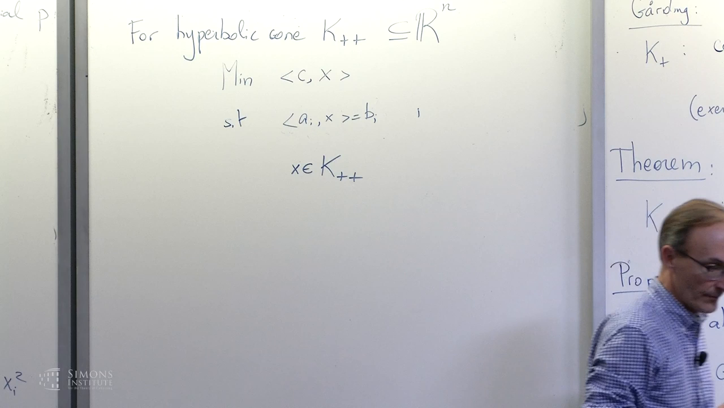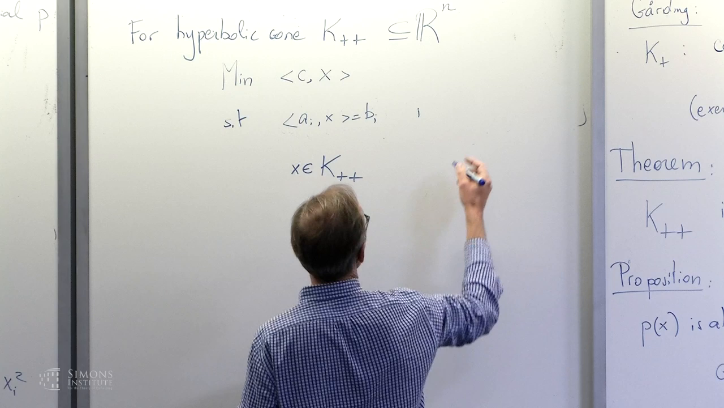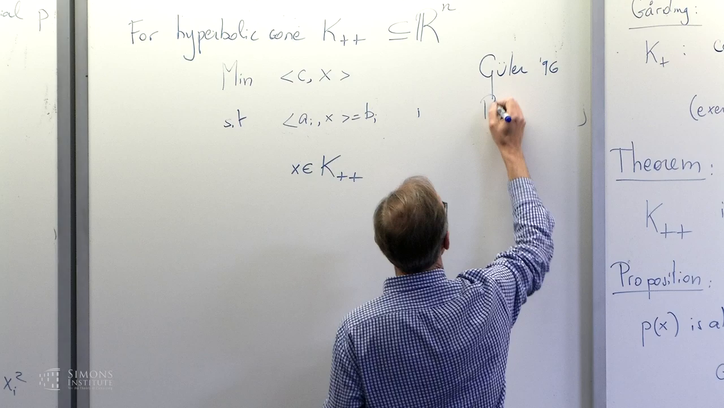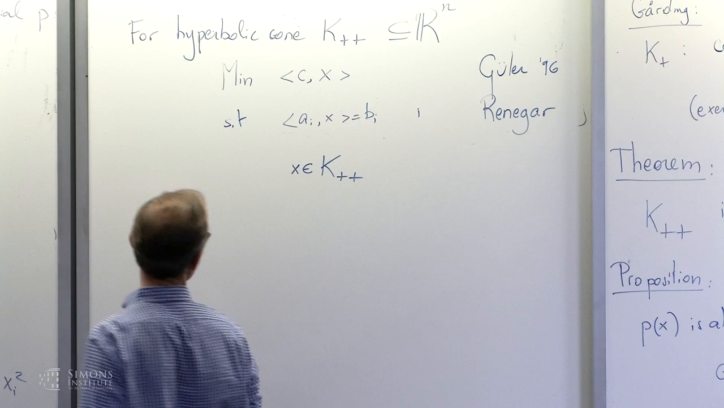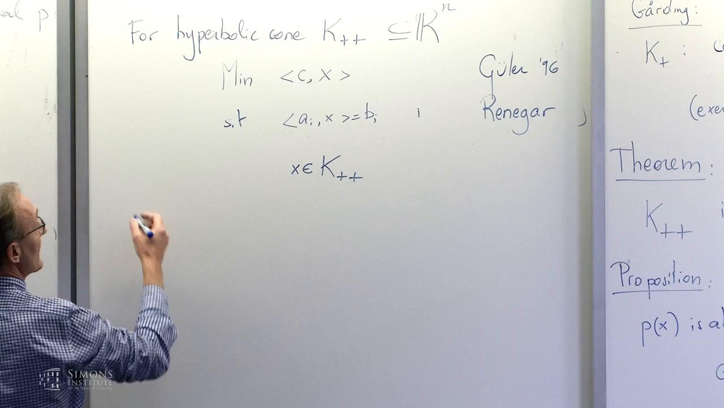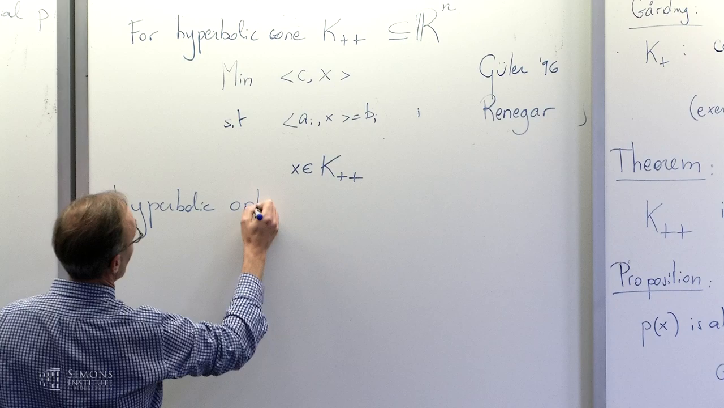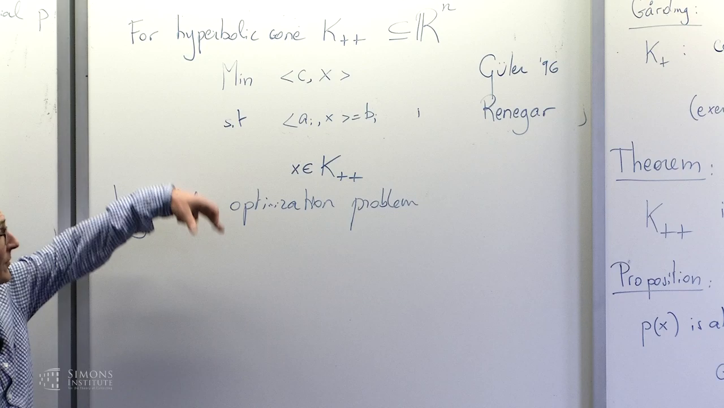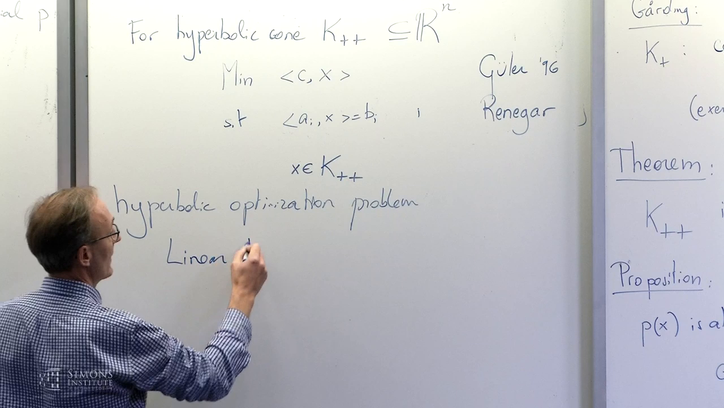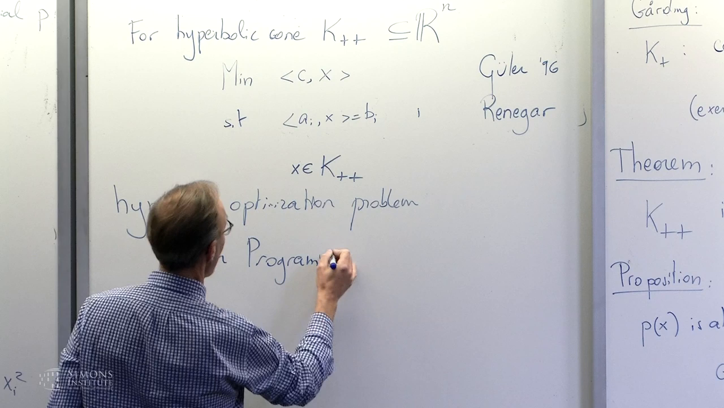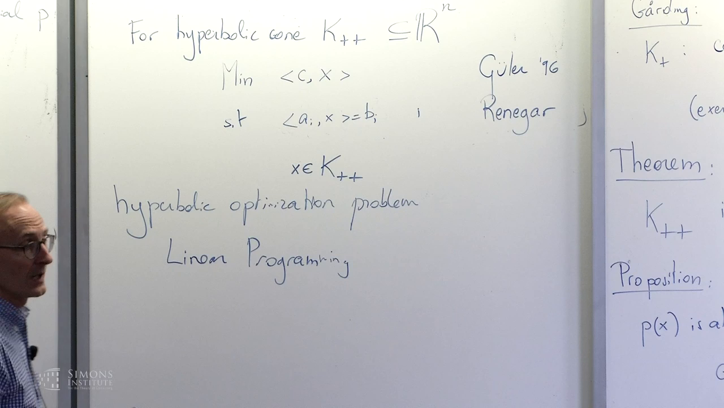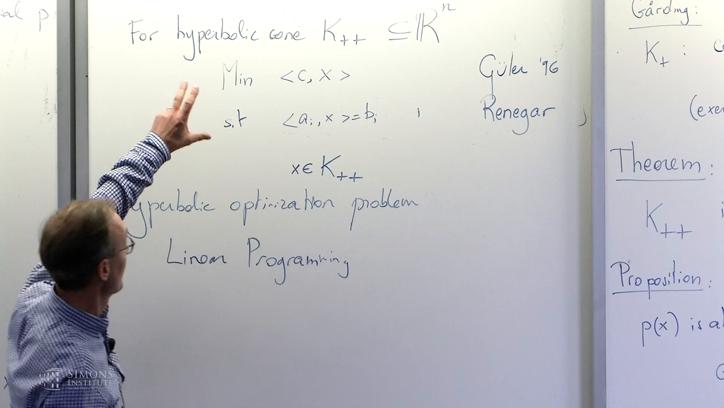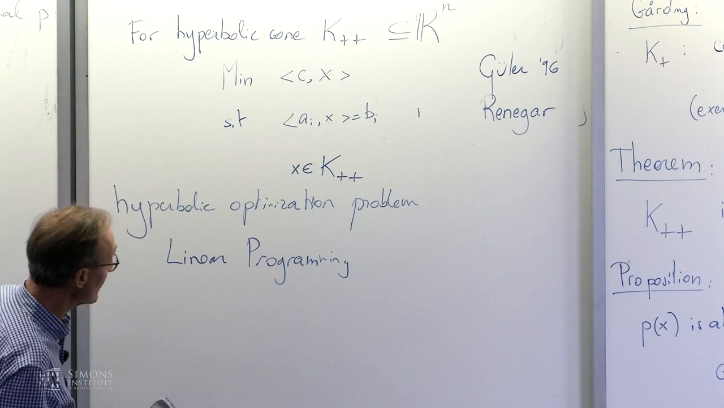And so this was considered by Guler in 96, and then also a lot of theory was developed by Jim Renegar. So that's what is known as a hyperbolic optimization problem. And the nice thing is that pretty much every class of convex optimization that's known fits into that. So certainly linear programming or linear optimization is a special case when the hyperbolic polynomial is the first example. The second order cone programming is the case in which the cone is the second order cone, which was example two.